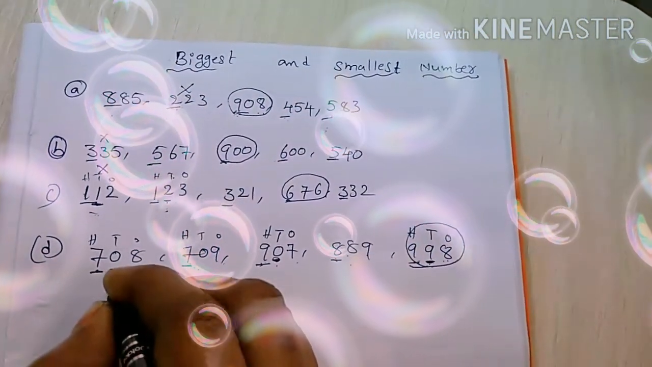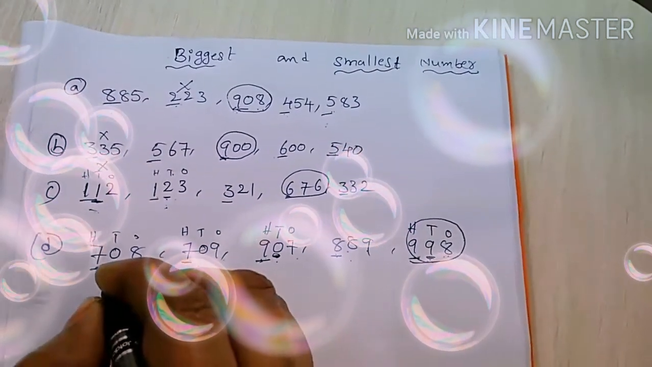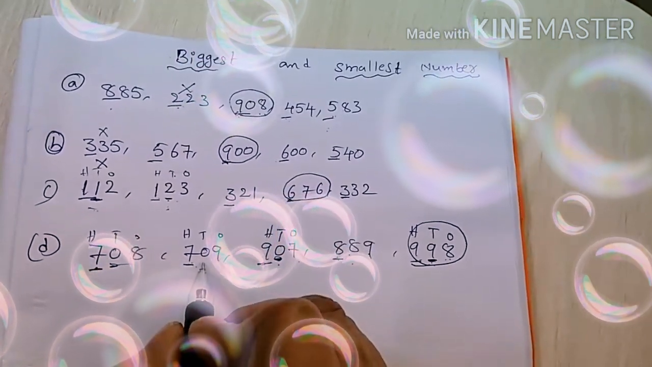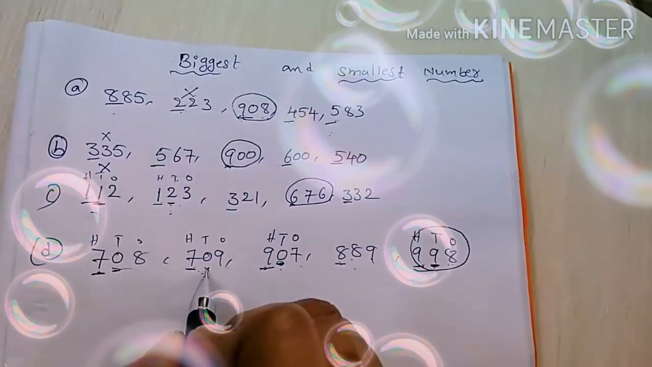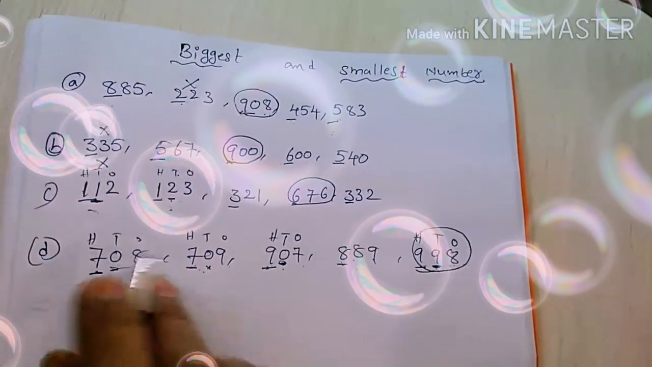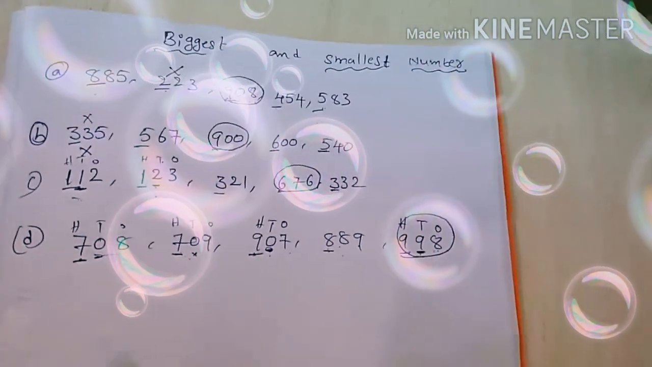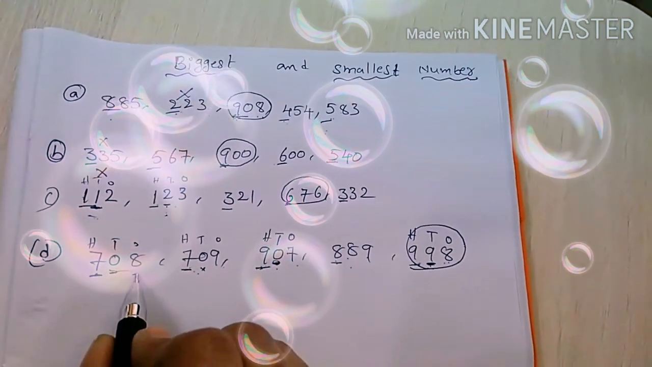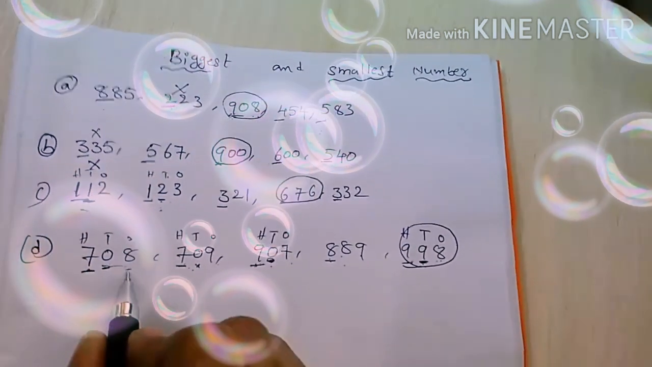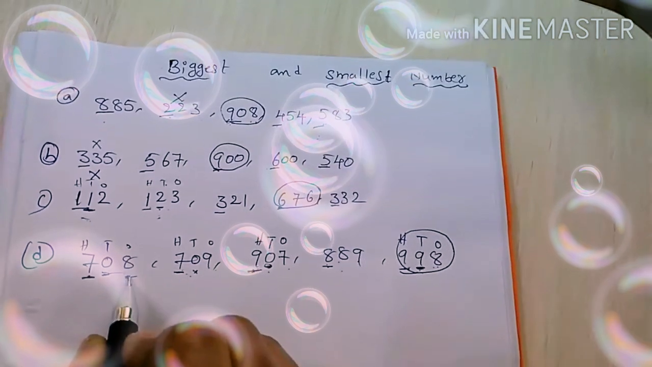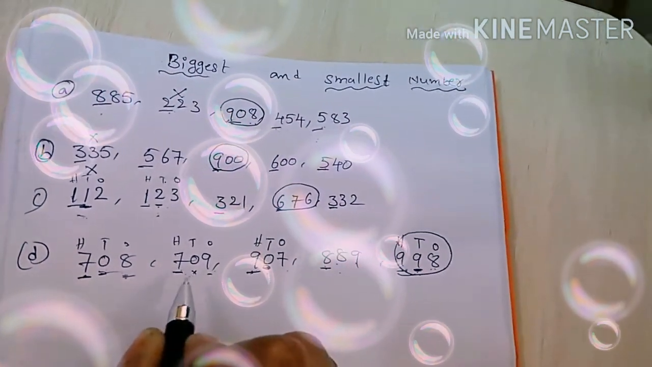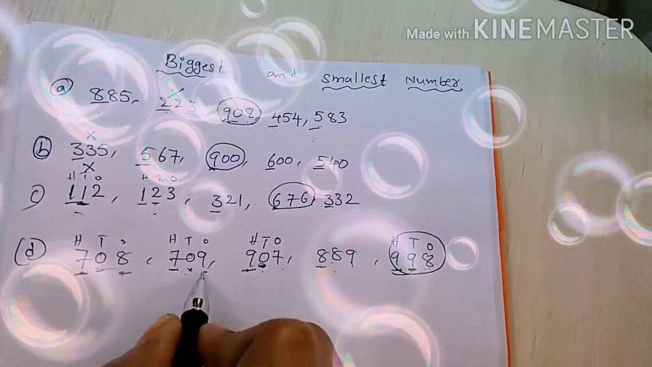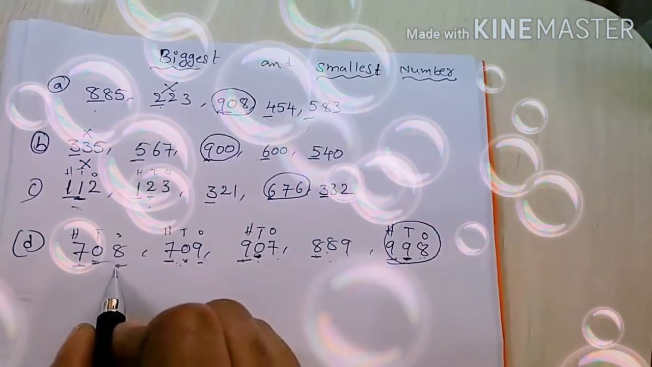In the tens place, here also 0. In the other number also 0 tens. Here 0 tens, 0 tens. Here the tens place is also the same. Then where do we have to go? The next highest place, ones. Then we have to go to the ones place. Here 8 ones, here 9 ones. Now tell me, where are there more ones? 9 ones is more, then 8 ones is less.